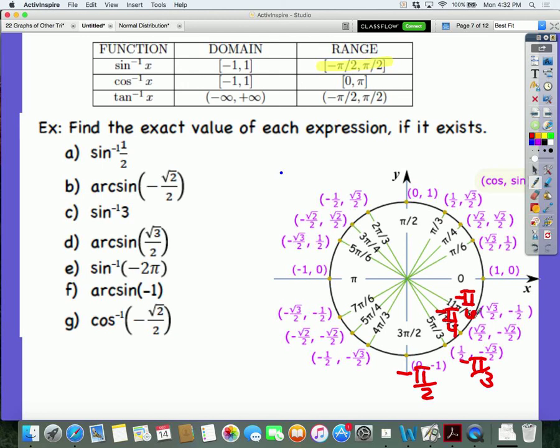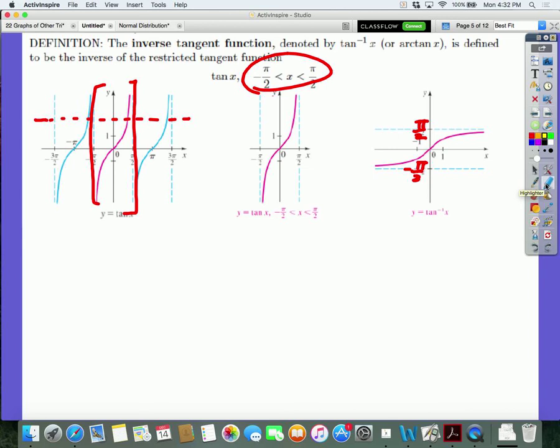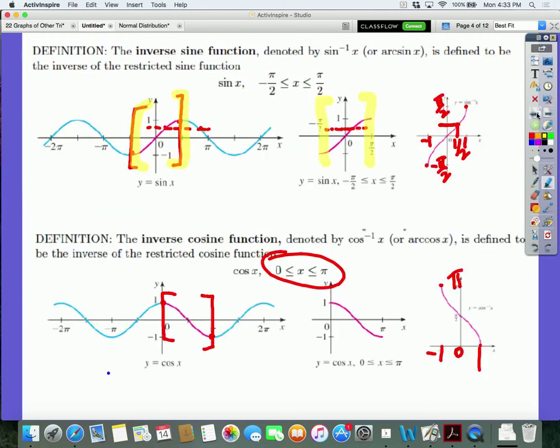And then for cosine, we're going to use between 0 and pi because that's where that restriction is. And then tangent, negative pi over 2 to pi over 2. If you look again, in order for tangent to have an inverse, you have to restrict it between negative pi over 2 and pi over 2, and that's what you see here in the inverse. Similar with cosine, you have to restrict it between 0 and pi. That's the only way you're going to have an inverse.